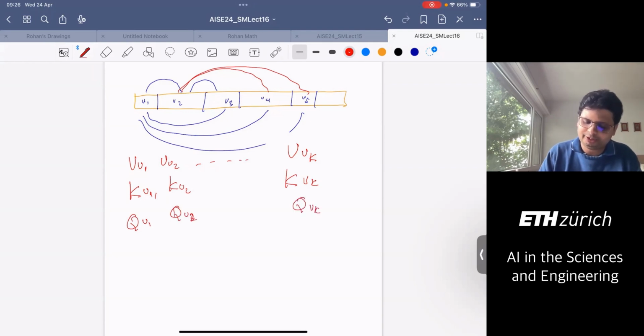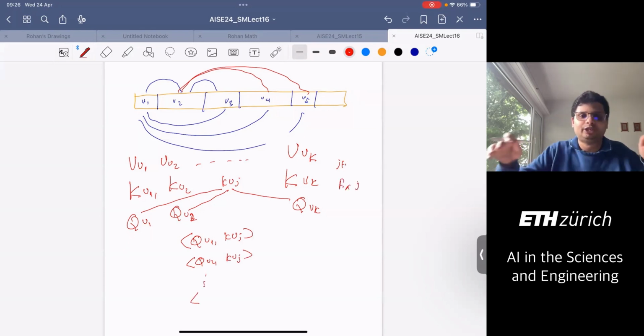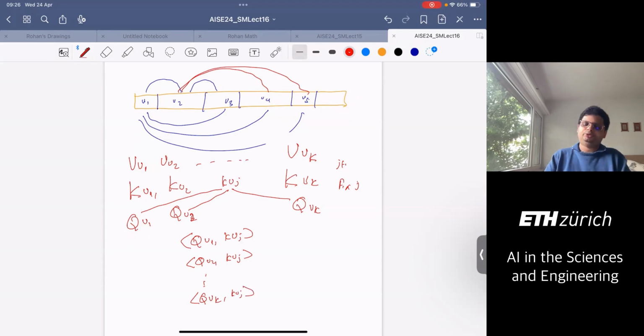Now, what I'm going to do is fix the jth entry. So I have k of vj, and then I do an all to one broadcast. In other words, I compute this inner product: q of v1, k of vj, q of v2, k of vj, and this is your fixed j. So now when you move j, you can see that there is this quadratic multiplication, q of vk, k of vj. So at each point, there are two loops here, right?